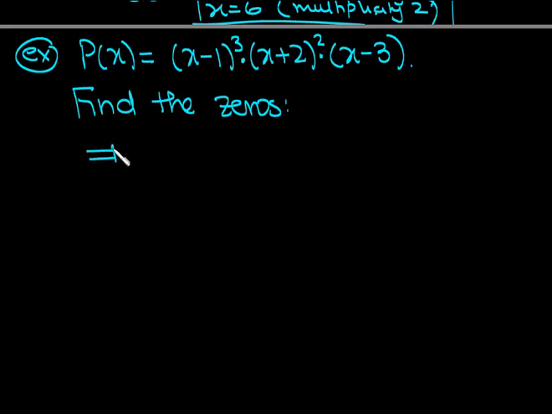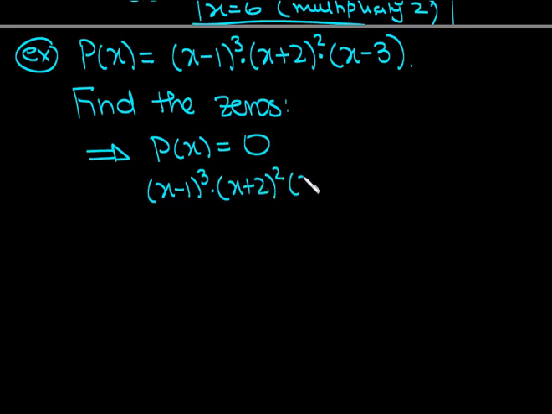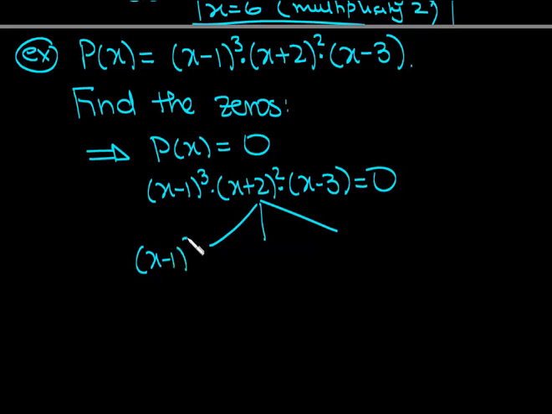So what does that mean? You want to take p of x and set it equal to 0. So I get (x minus 1) cubed times (x plus 2) squared times (x minus 3) is 0. This product is 0. What does that mean? One of them has to be 0. So I get (x minus 1) cubed is 0, I have (x plus 2) squared is 0, and x minus 3 is 0.